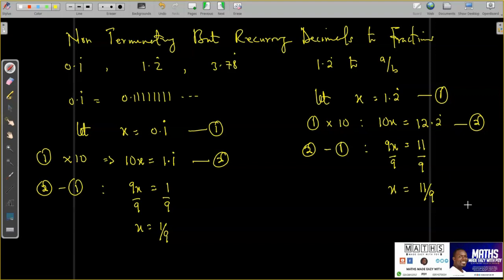I'm pausing for any question. Do we all understand how to write a recurring decimal as a fraction when only one recurring digit is after the decimal point? Do we all understand that? Good. If this is understood, then we are moving on to the next level.